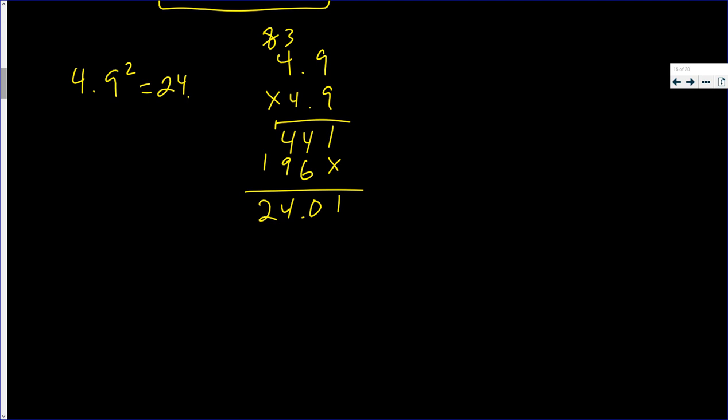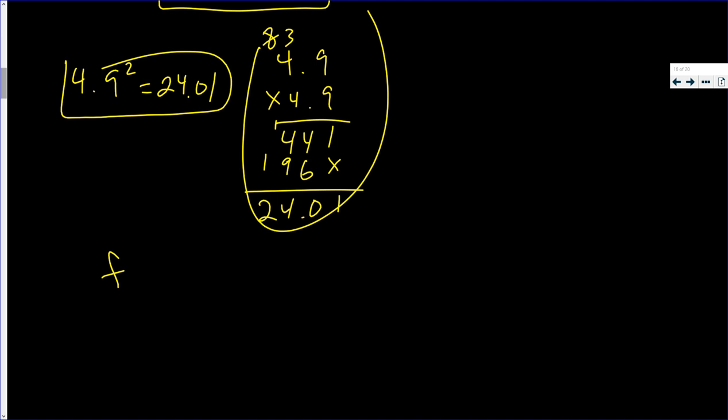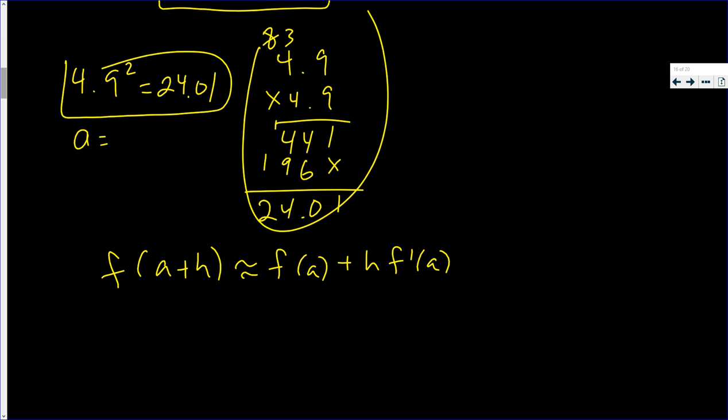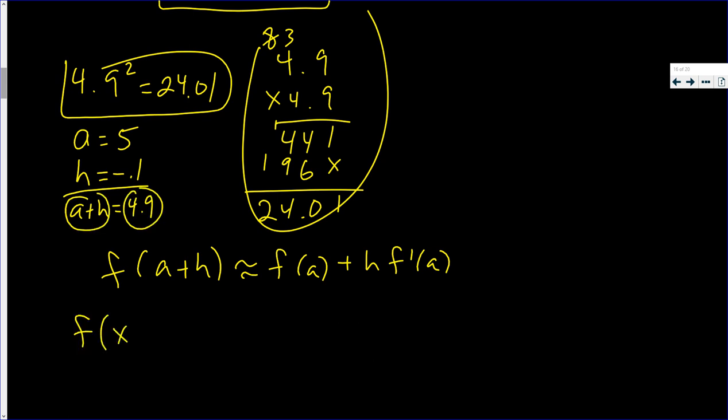Well, a is the closest number to 4.9 that I know how to square, and that's 5. And when I add h, I should get 4.9. So h is going to be negative 0.1. And then a plus h will be 4.9. Okay. Now, what am I doing to a plus h? What am I doing to 4.9? I'm going to do the same to x.